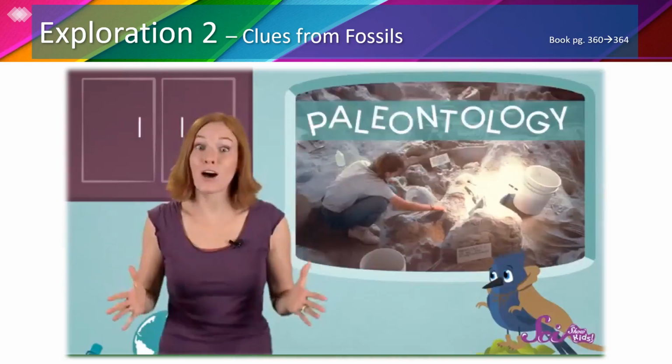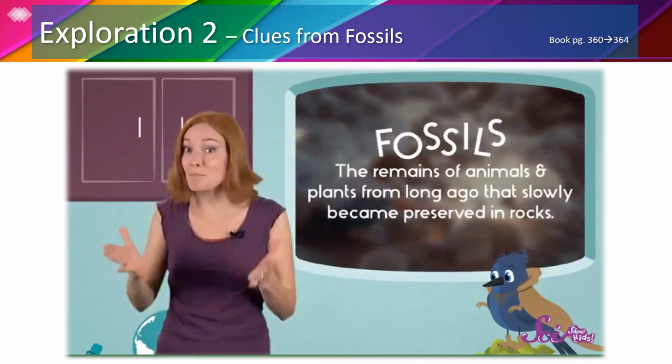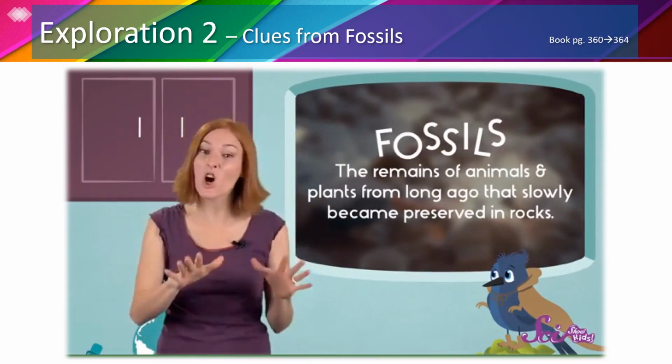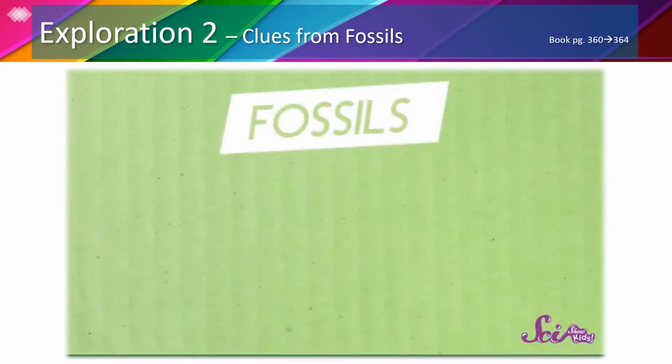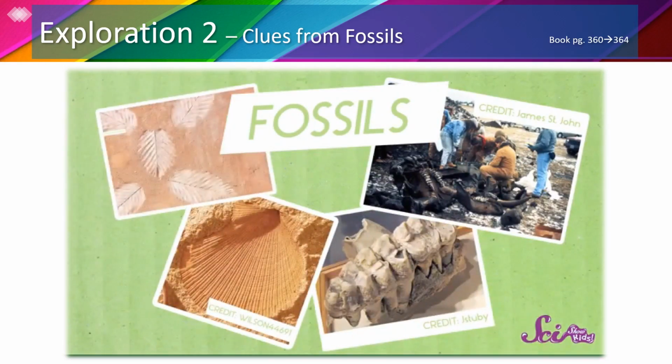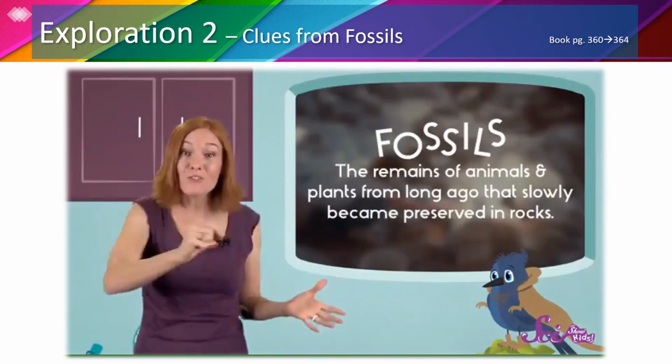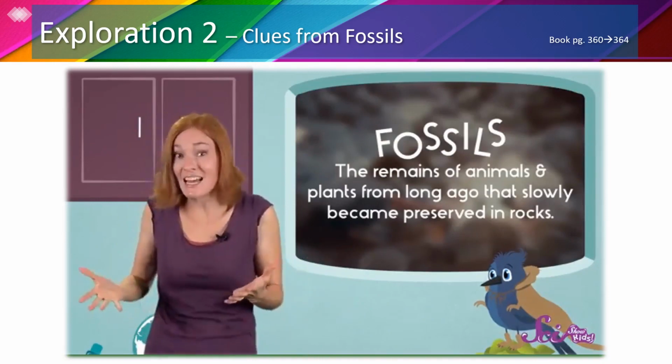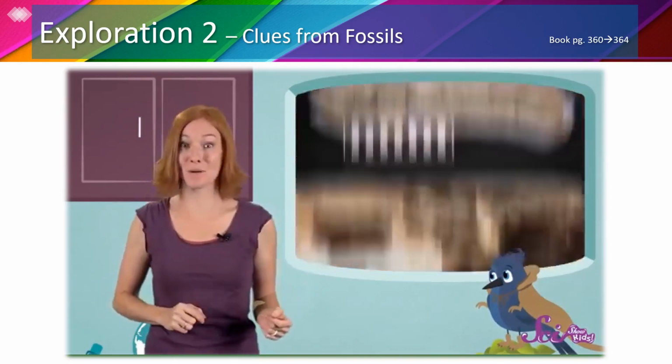They're fossils. Fossils are the remains of animals and plants from long ago that slowly became preserved in rocks. Fossils can be of animals' bones, teeth, and shells, or the imprints of old leaves. Or they can be rocks that hold other clues to what life was like in the past, like an animal's footprint or even their fossilized poop.